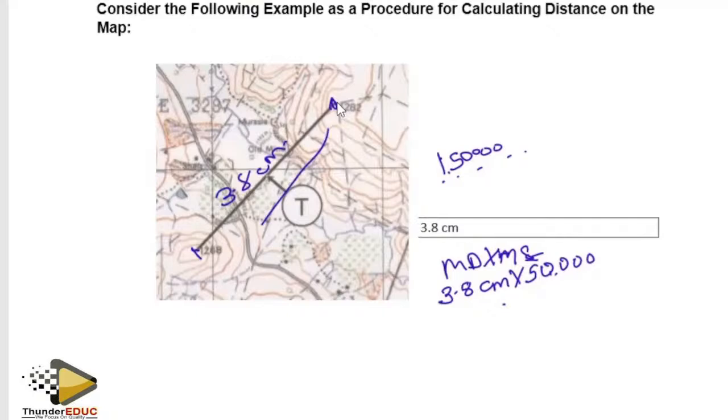After multiplying, what will you get? The multiplication is going to be 3.8 times 50,000. What are you getting? You are going to get 175,000. But this is what? Centimeters. You see that? Meaning that the map distance that you have is 3.8 centimeters. The ground distance or the reality distance is 175,000 centimeters. So that is the ground distance.